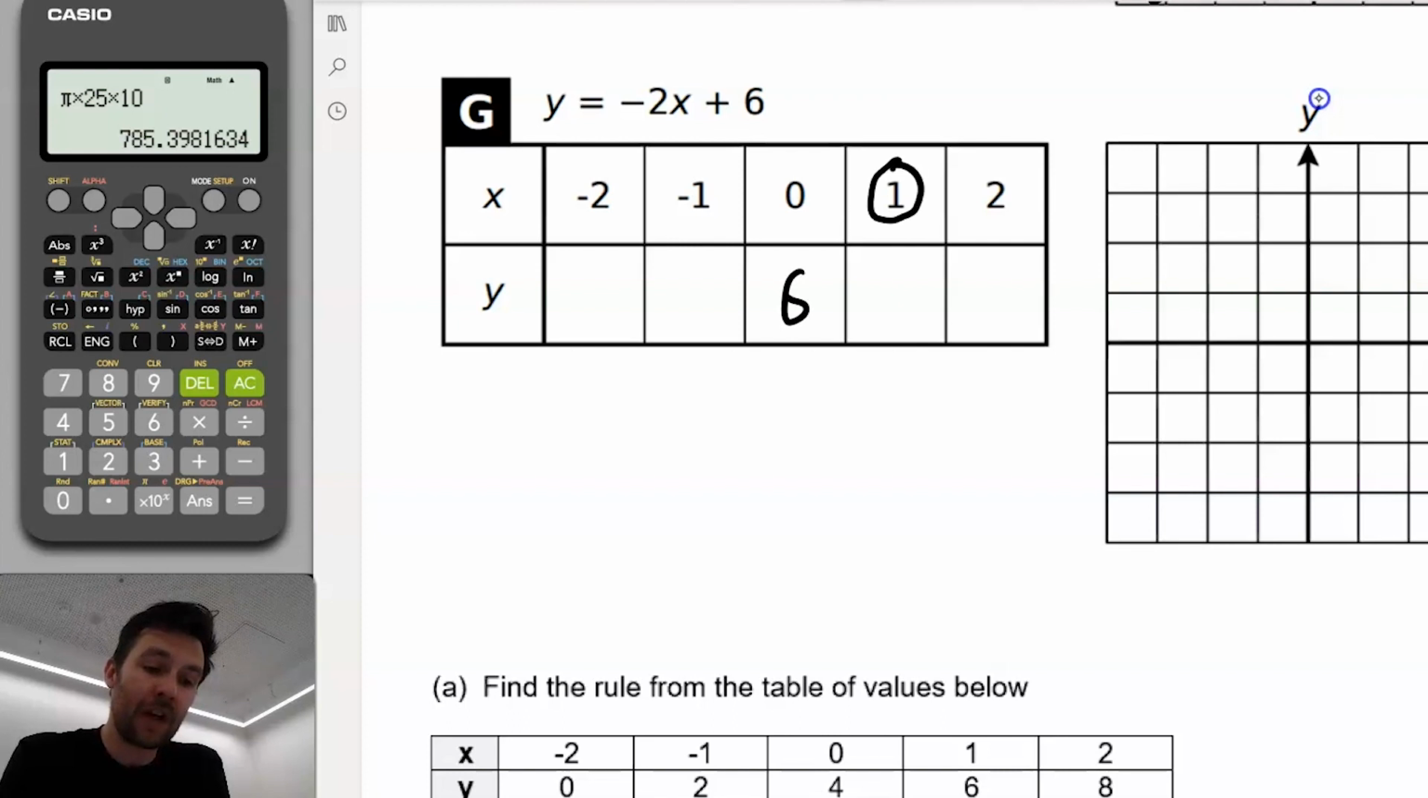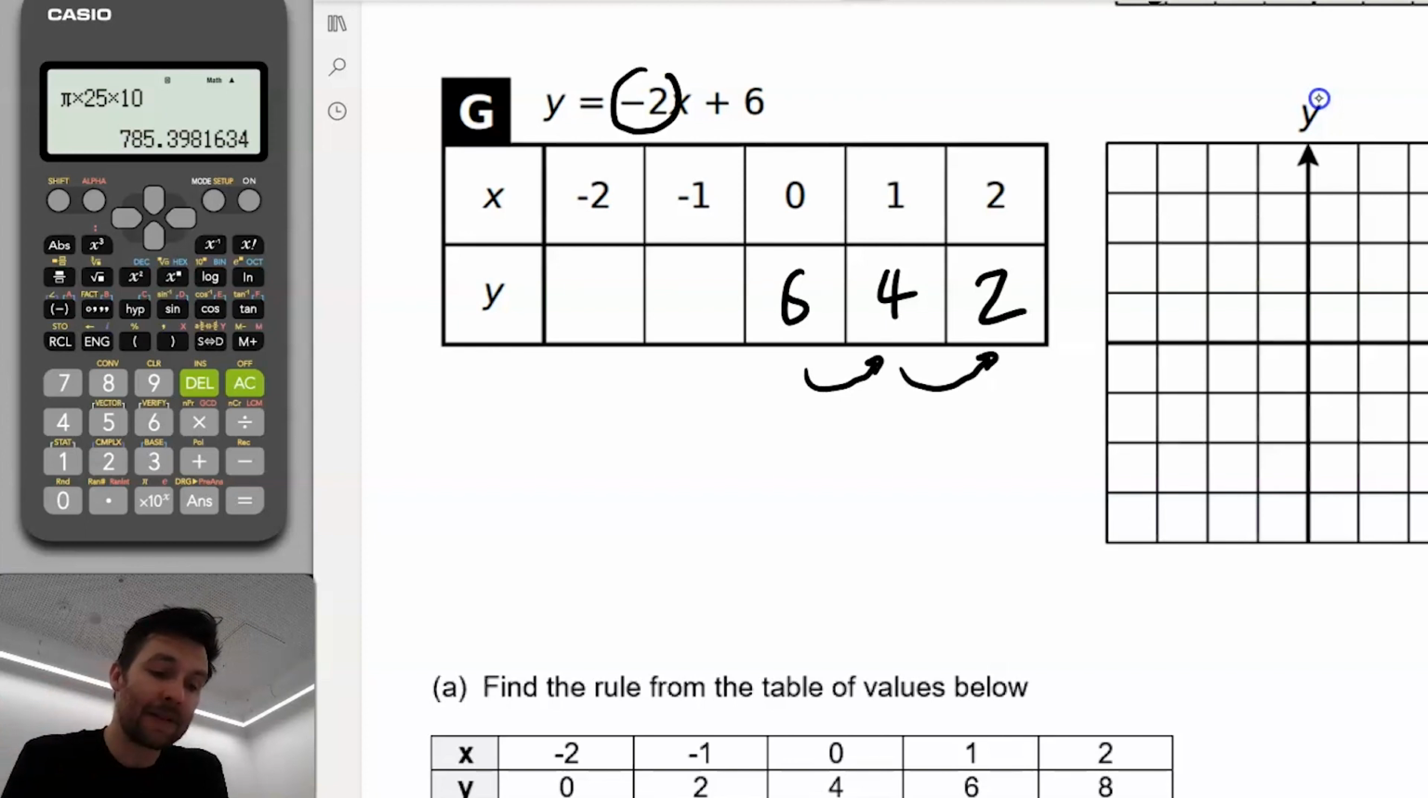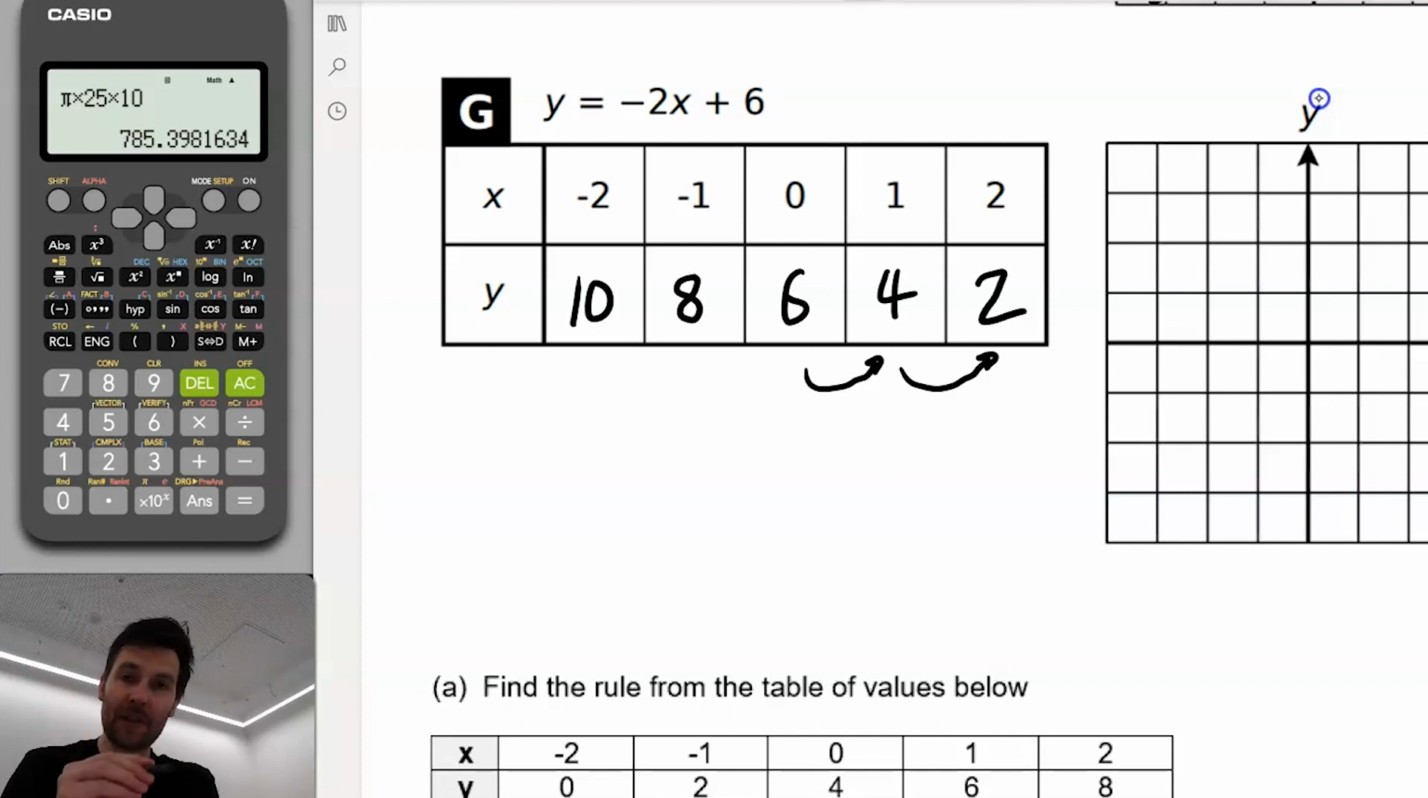Now, -2 times 1 is -2. Plus 6 is 4. -2 times 2 is -4. Plus 6 is 2. Now, we've got the same pattern that we had last time. We're decreasing by 2 each time, and that's the same as our coefficient for x there as well. So similarly for the rest of the table, instead of decreasing by 2 going from left to right, if I'm going back the other way, I can just keep adding 2. So as long as the pattern stays consistent, that's fine.